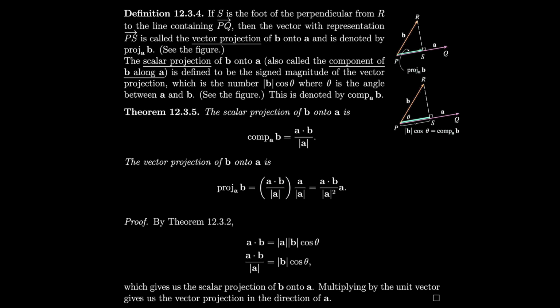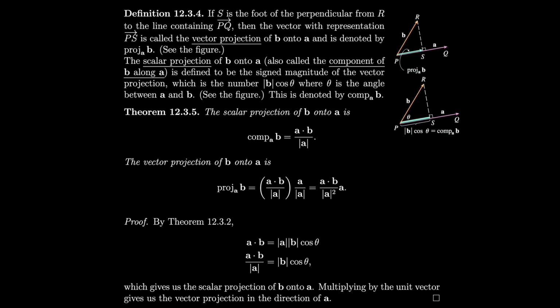So let's prove that really quick. If we have the dot product, well, we know that that's equal to length of A times length of B times cosine theta by what we did before. And if we divide both sides by the length of A, then we get length of B times cosine theta, which is just the scalar projection. So that's how long the projection is.